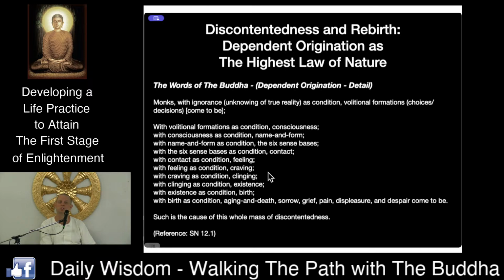That's what wisdom of principle is. Wisdom of entailment is understanding that when there's ignorance, then there's going to be volitional formations that are uninformed and lacking of wisdom. When there's unwise decisions, that's going to lead to the production of a consciousness. When there's a consciousness, that's going to lead to finding a name and form, which is the physical body.